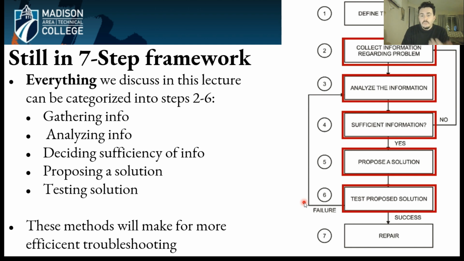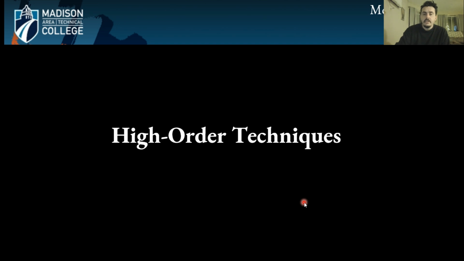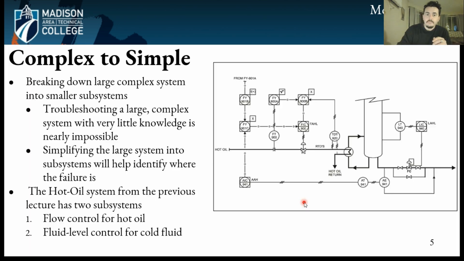Using these methods will make you much more efficient at troubleshooting, so I suggest you implement them, and you'll find that different methods are applicable for different stages of the troubleshooting. All right, so first let's look at higher order techniques. So first and foremost, we're going to look at taking a big system down to smaller, simpler subsystems. So this is called complex to simple in the book.